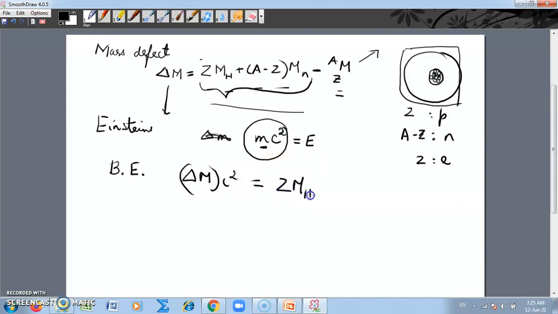which gives us [Z M_H plus (A minus Z) M_n minus M_Z^A], multiplied by c squared.